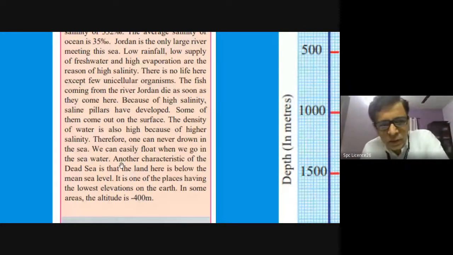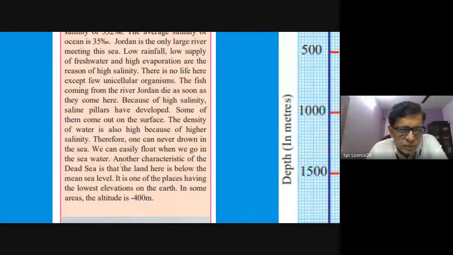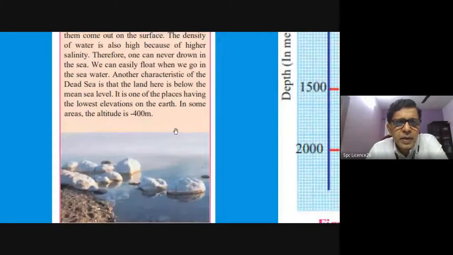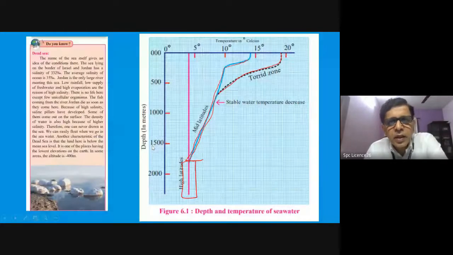Another characteristic of the Dead Sea is that the land here is below mean sea level. It is one of those places having the lowest elevations on the earth. In some areas, the altitude is as low as minus 400 meters. These are the salt pillars, you can say. So that's one chemical aspect.